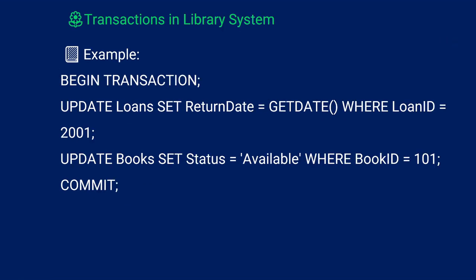Transactions ensure consistency. For example, when a book is returned, both the loans and books tables must be updated together.